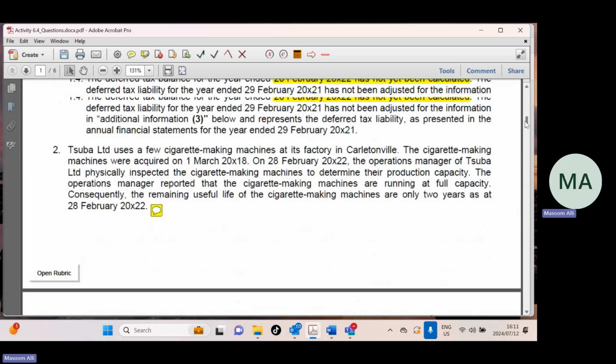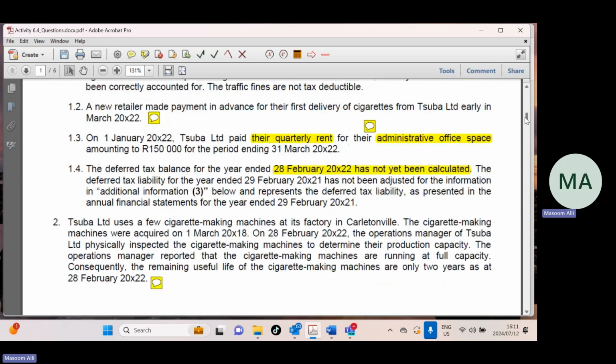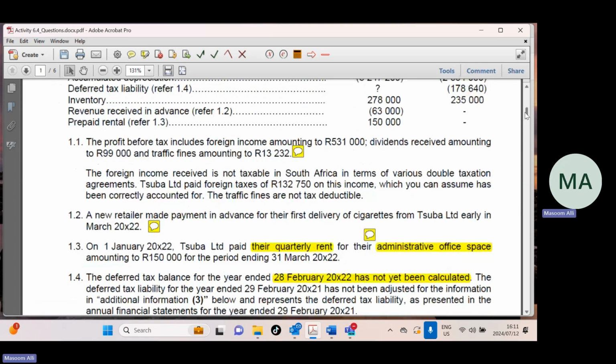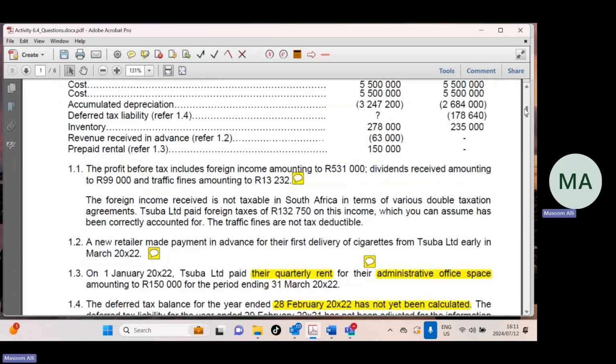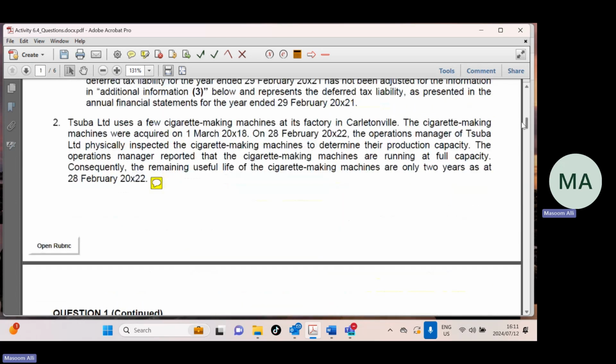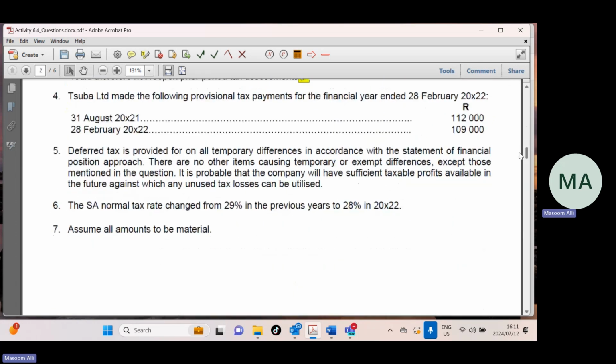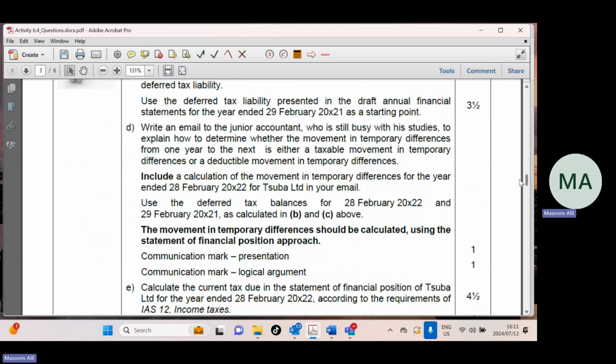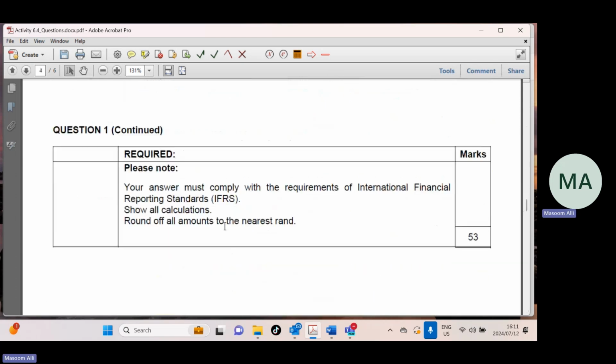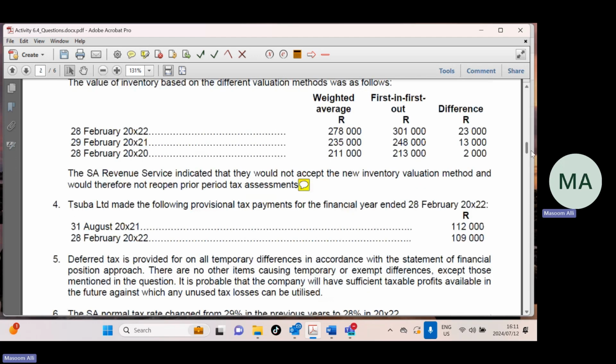It doesn't look like it for the prepaid rent, but rather the revenue received in advance, because we've been told that this figure is correct, but it just needs to be amended for, right? So these are all of the requirements for this, and obviously these are standard. Your answer must comply with IFRS, show all calculations, and round all amounts off to the nearest rand.